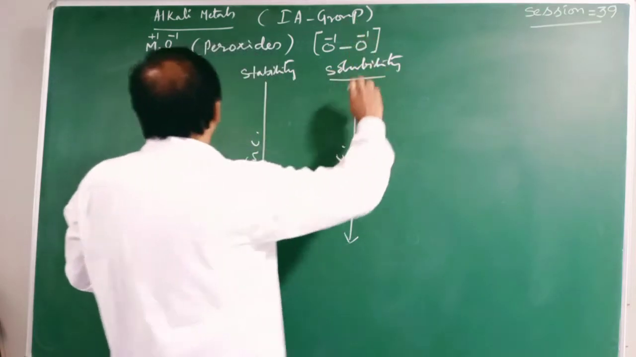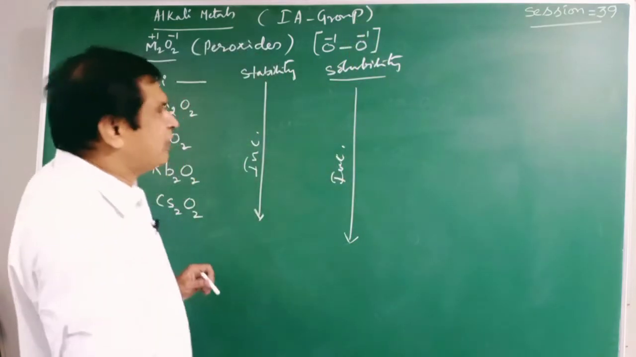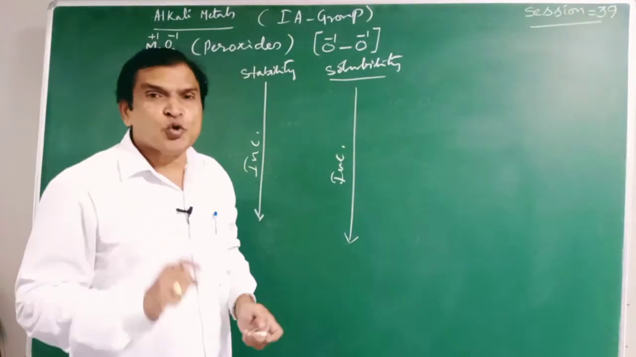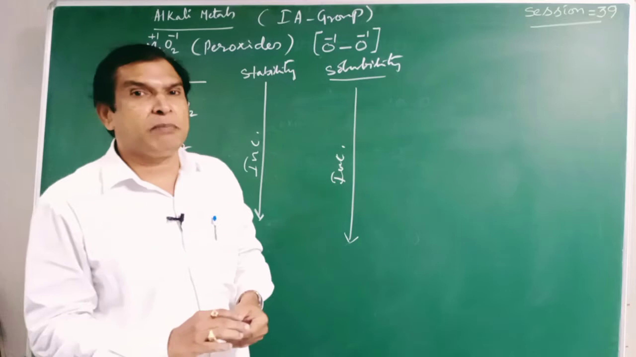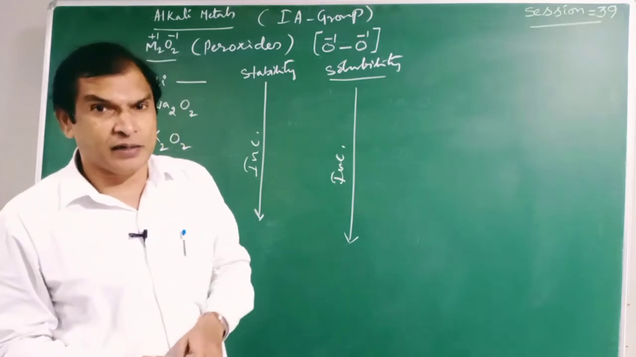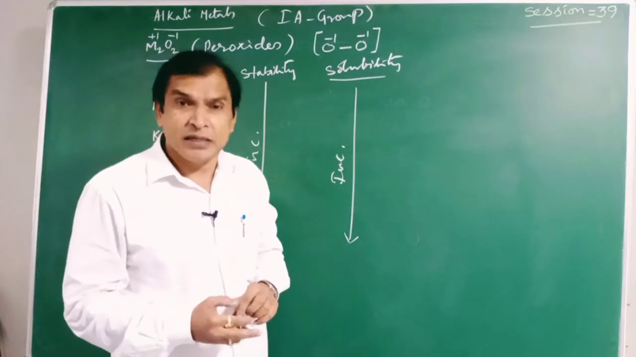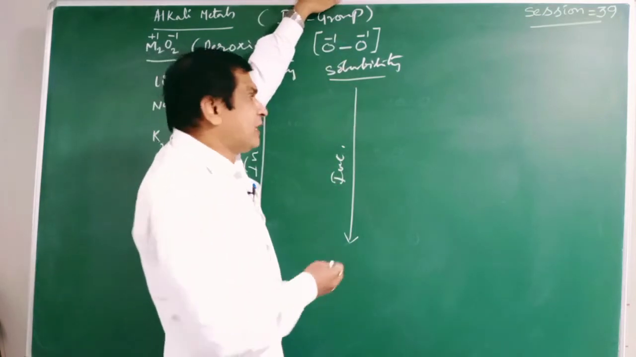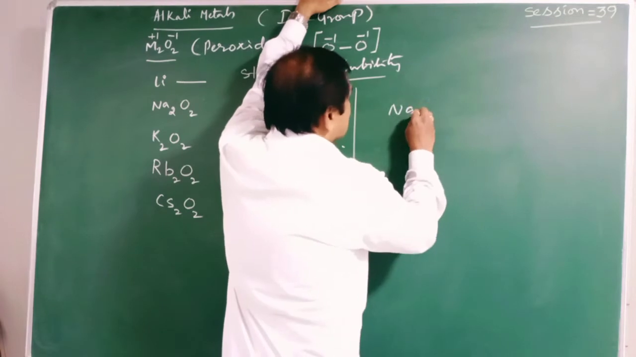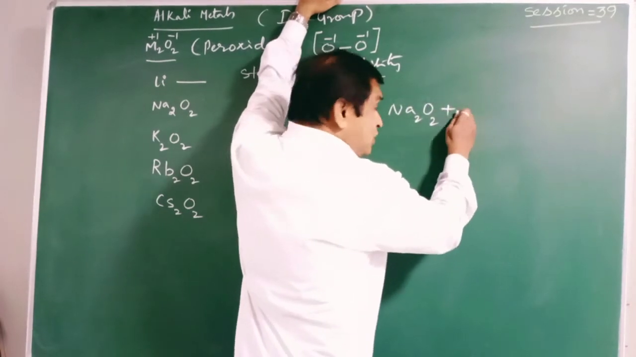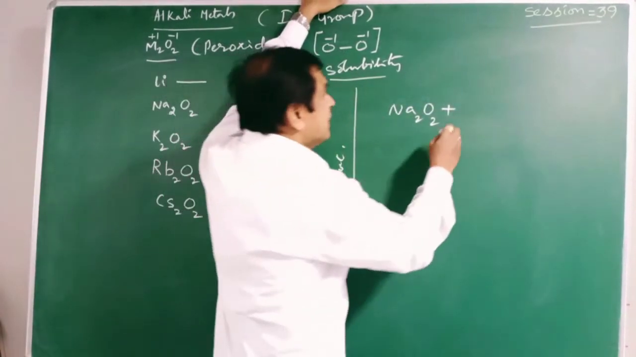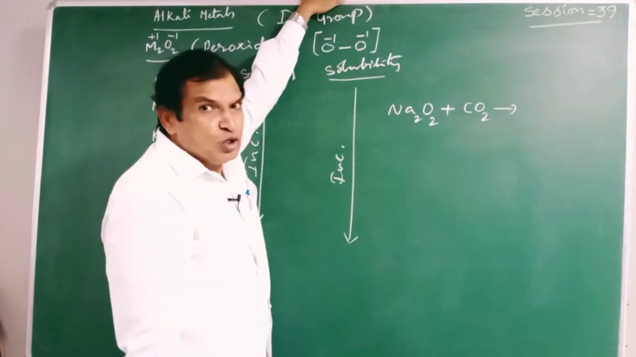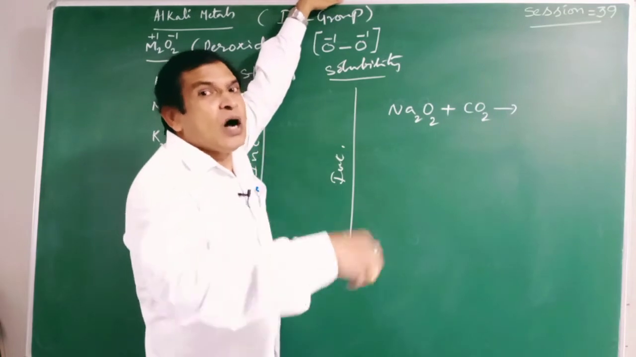Another very important property of peroxides: sodium peroxide is used in submarines as an air purifier. Very important point for EAMCET from the objective point of view. That means the sodium peroxide Na2O2 molecule is used as air purifier. It absorbs carbon dioxide and liberates oxygen gas. By absorbing carbon dioxide, it produces oxygen gas.